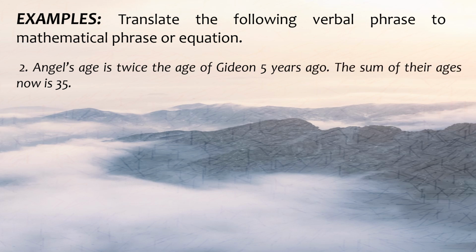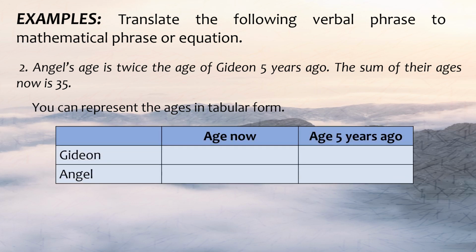Second example, Angel's age is twice the age of Gideon 5 years ago. The sum of their ages now is 35. So dito, para mas madali natin siyang i-translate sa mathematical equation or phrase, kailangan nating magkaroon ng tabular form. Kung medyo nalilito kayo doon sa by listing. So meron tayong dalawang row. First is yung kay Gideon and kay Angel, and meron tayong dalawang column, age now and age 5 years ago.